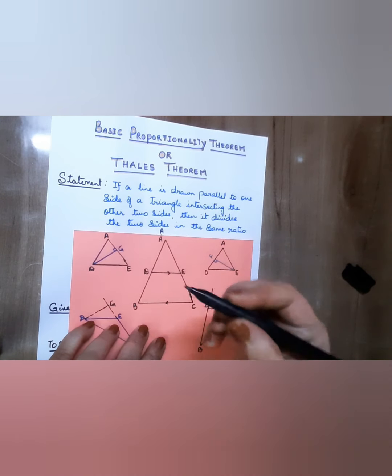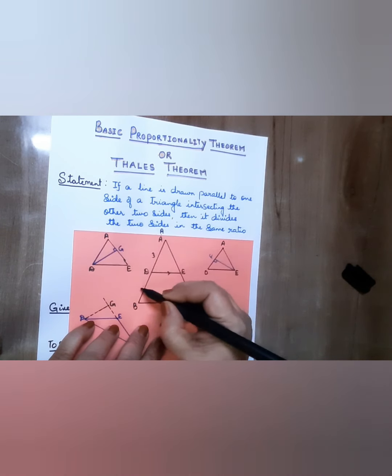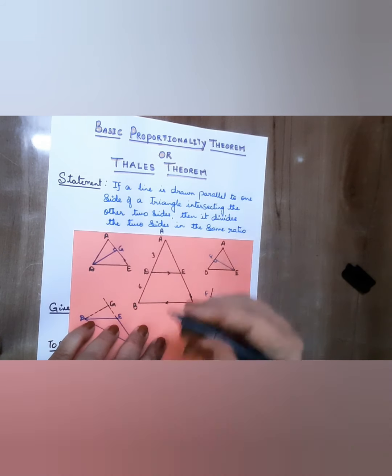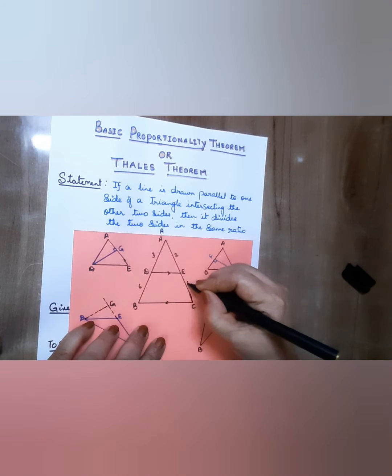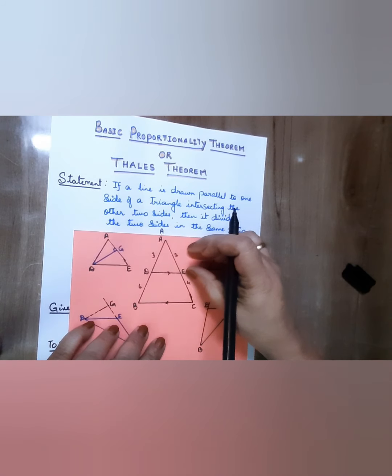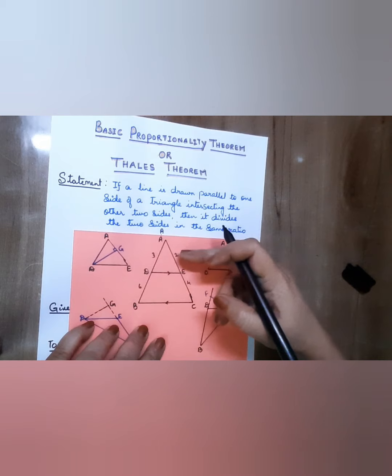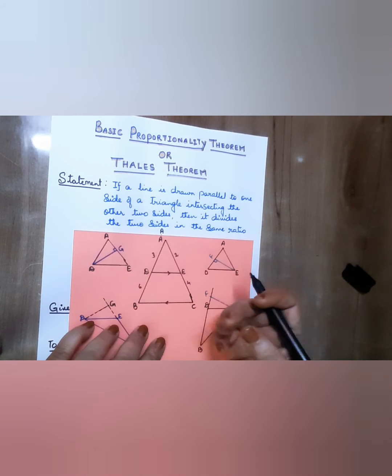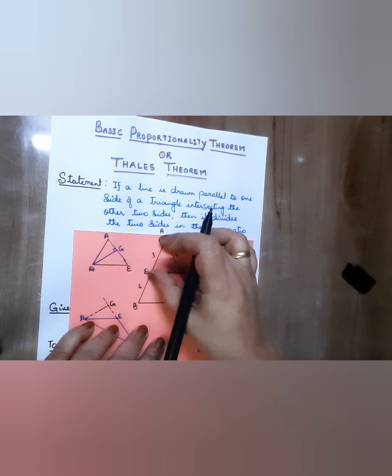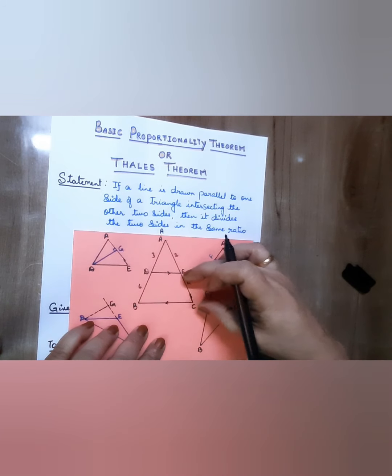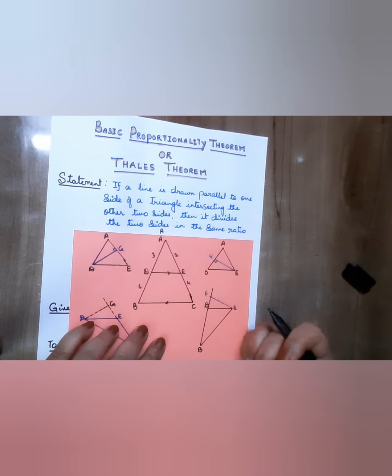Equal in the sense, if I take this one as 3 units and this as 6 units, then this will be 2 and this will be 4. They are not equal in length, but their ratio is. Divide 3 by 6, it will be 1 by 2. 2 by 4 will be 1 by 2. So the ratio will be the same. AD by BD will be equal to AE by EC. That is what we have to prove.